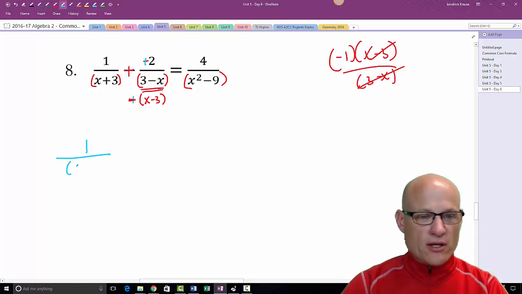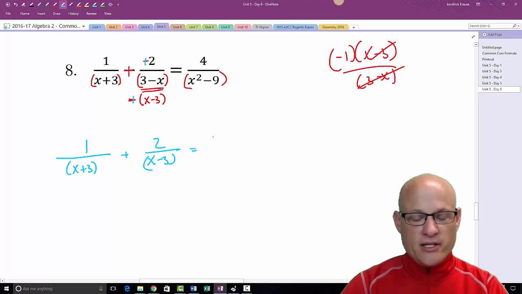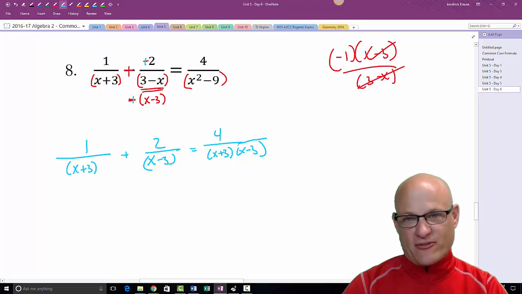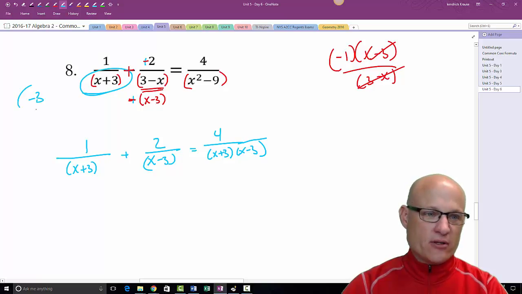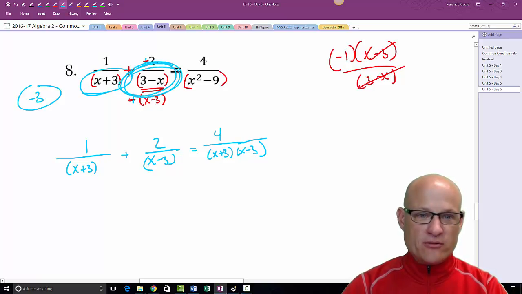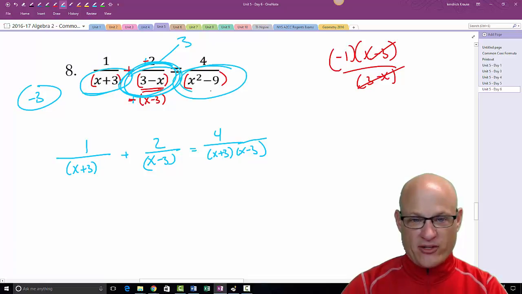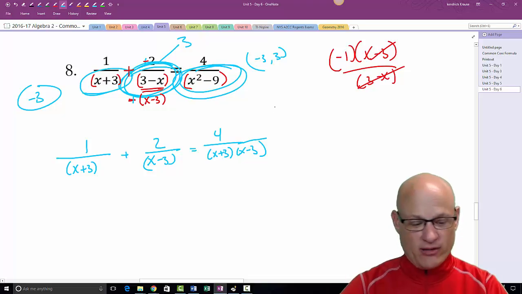1 over x plus 3 plus 2 over x minus 3 equals 4 over x plus 3 times x minus 3. Now, since I screwed up before, maybe we should keep track of what answers I would have to get rid of here. What answer would cause problems here? Negative 3. What answers would cause problems on this one? Positive 3. And both positive and negative 3 cause problems here. So if I end up with a 3 as an answer, I got to get rid of it. Don't know if I'm going to, but I would have to get rid of it if I end up with a 3 as an answer.